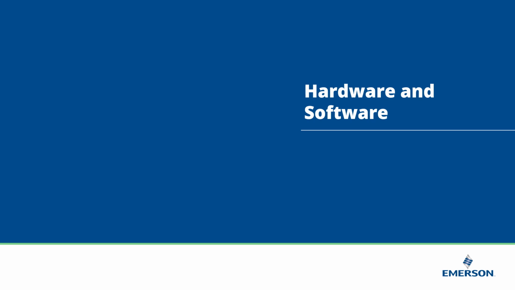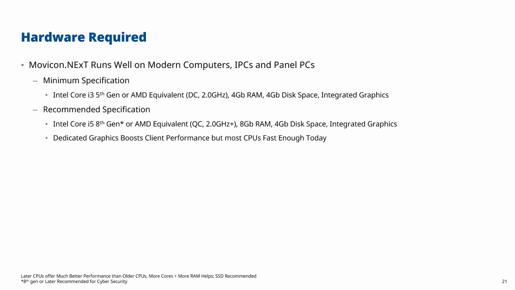Now, Movicon is a software product, so I'm going to give you some details of the additional hardware and software that may be required in order to run Movicon. You do need some hardware. Movicon runs very well on modern computers, including modern industrial PCs and panel PCs. It may struggle a bit on some of the older embedded type applications, so that's where web HMI would come in. But certainly with Movicon.NExT, I would say the minimum specification is an Intel Core i3 5th gen, or an AMD equivalent, and you probably need a dual core 2 GHz CPU. So by today's standards, that's quite old.